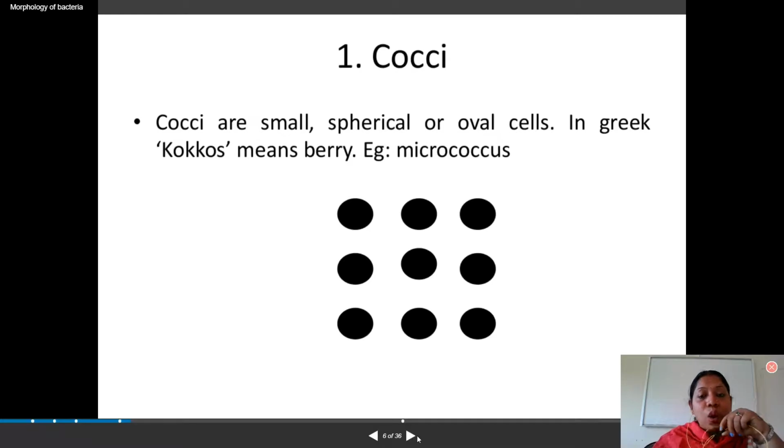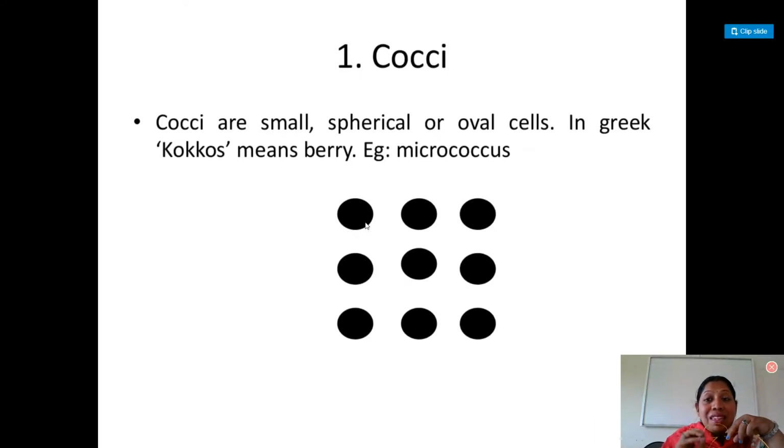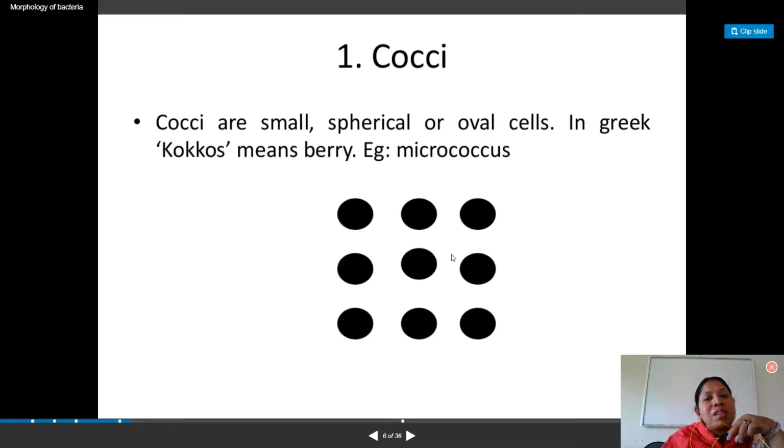The first one, cocci. Now cocci are small, spherical or oval cells. You can see the picture over here. They are small, spherical or oval cells. In Greek, coccus means berry, something similar to a fruit berry, which is round or oval in structure. Example you can remember here is Micrococcus.